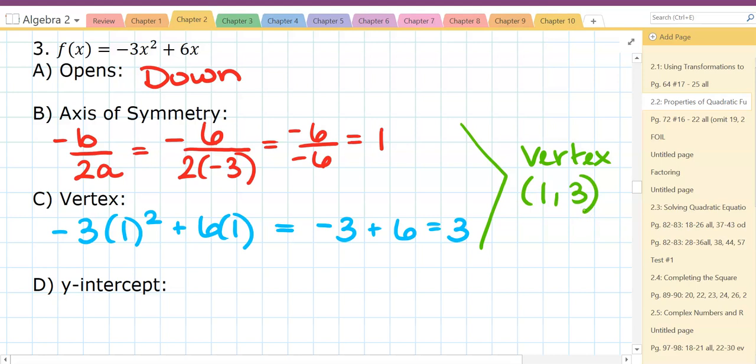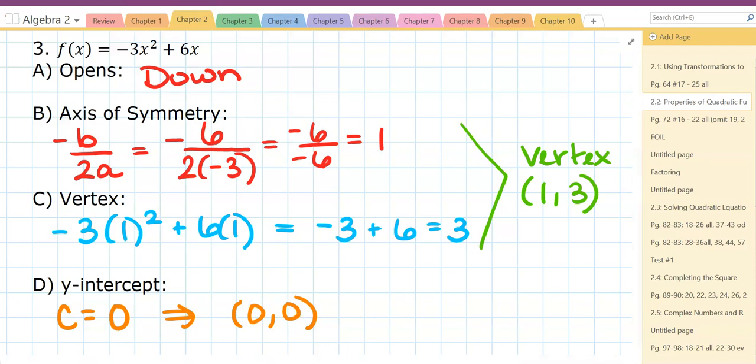What was your c for this problem? 0. There's no number attached at the end. Okay, so the y-intercept is going to be at 0, 0, which would be your origin. So again, that's different than my vertex point, so I should be able to graph the entire thing. I shouldn't have to graph a new point or make a table for a new point.